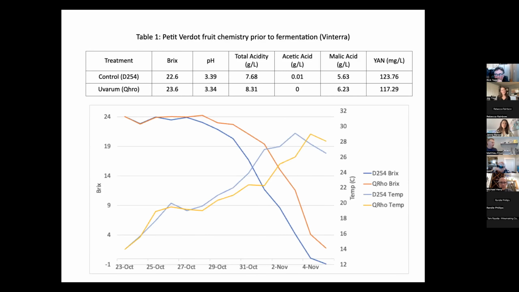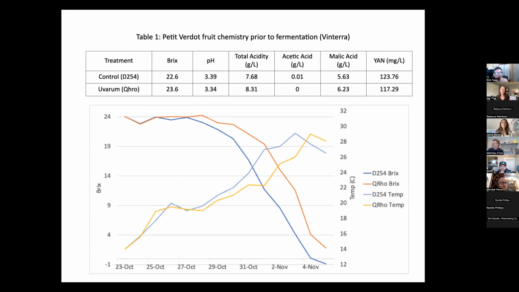The fermentation seemed to progress very well for both of them. In this case, though, the Q row was actually a little bit slower on the uptake than the D254. This is a little bit counterintuitive. I think the hypothesis would have been that the Q row would actually get started a little bit faster since it does better at cooler temperatures. That just didn't seem to be the case in this particular circumstance.